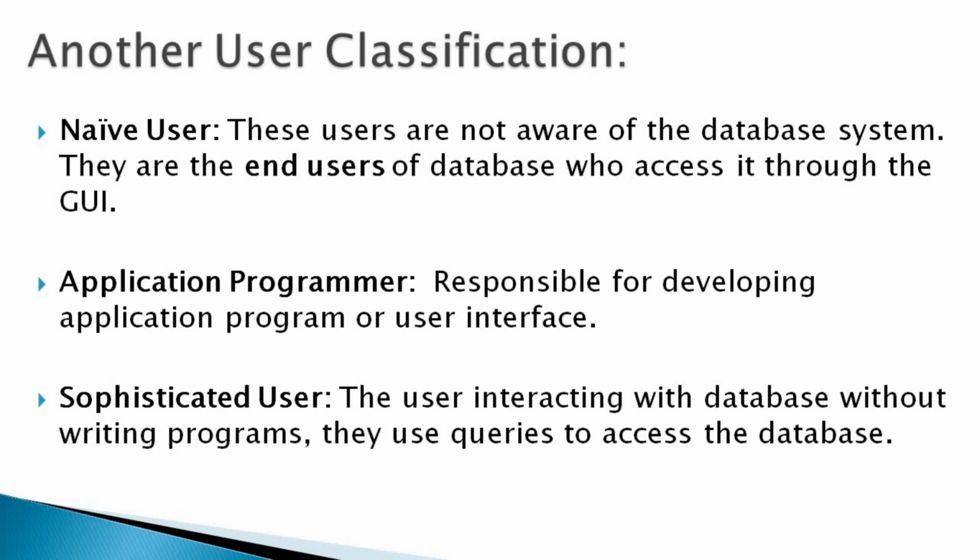The first one is the naive user. The naive user is not aware of the database management system, and basically it is the end user we defined in the first classification, which we call here a naive user. They just access the database management system through the GUI, the graphical user interface. They do not have to do anything with the background or the implementation of the database.